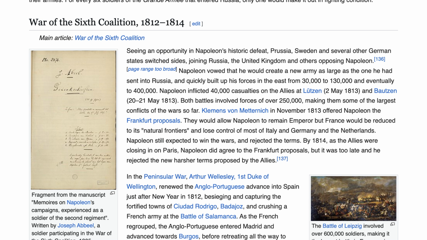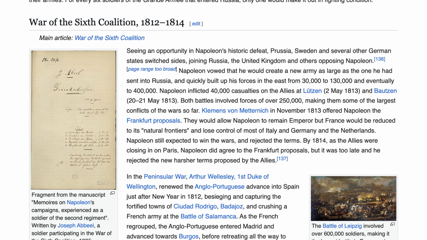Clemens von Metternich in November 1813 offered Napoleon the Frankfurt proposals. They would allow Napoleon to remain emperor, but France would be reduced to its natural frontiers and lose control of most of Italy and Germany and the Netherlands. Napoleon still expected to win the wars, and rejected the terms. By 1814, as the Allies were closing in on Paris, Napoleon did agree to the Frankfurt proposals, but it was too late and he rejected the new harsher terms proposed by the Allies.